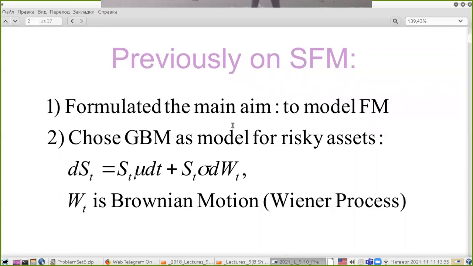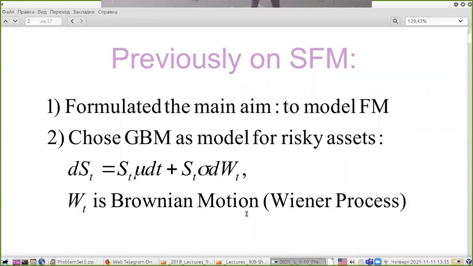And what does it mean? It means that we would like to model a riskless asset. It's just to define the interest rate. And we chose geometrical Brownian motion, GBM, as the model for the risky asset. You remember this, yes? Where W is Brownian motion, Wiener process. Brownian motion or Wiener process is the same.